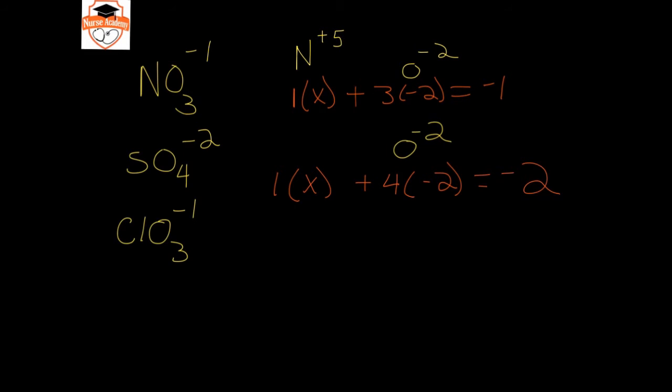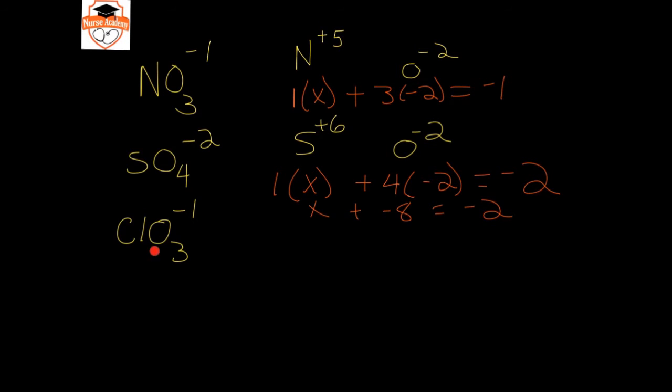That means that X plus -8 has to equal -2. So our X value, or the oxidation number of sulfur, is going to be +6. Again, sulfur, if we look at the periodic table, we would predict that would make a -2 charge, but because it's the front element here, we're going to say that it's a +6, and it can change charge.